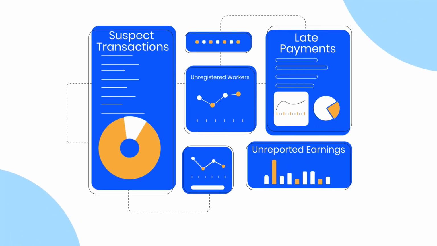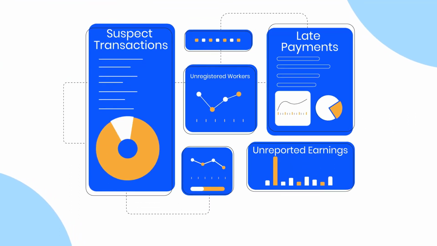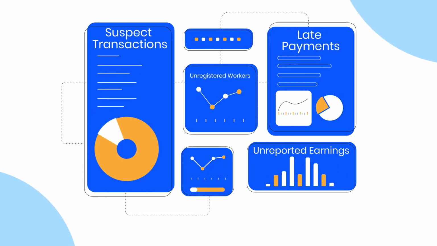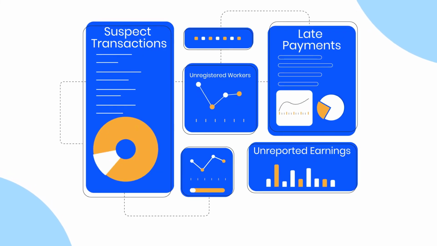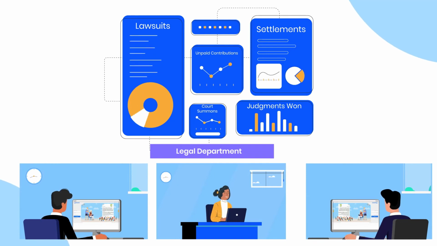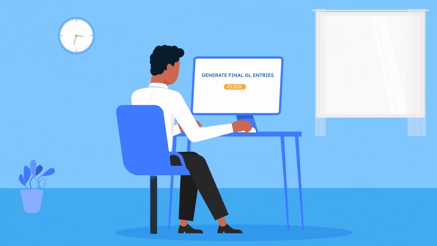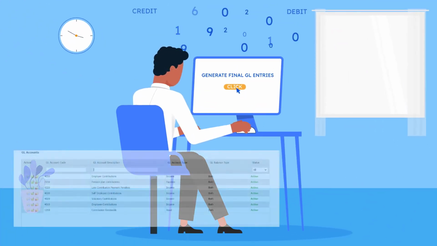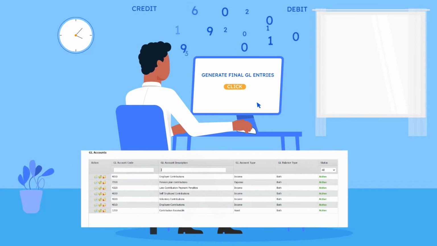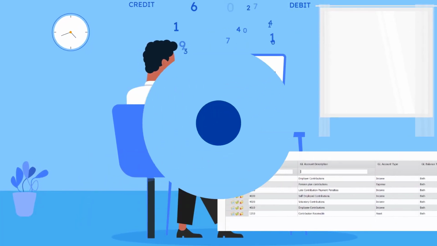Compliance features will ensure that suspect transactions will stand out. Audit reports will allow the users to monitor the data, while inspectors can get all the information they need from the system. In addition, your legal department will be able to track the status of legal cases that are ongoing for unpaid contributions. After every pay cycle, the system will produce the required GL entries that go to your general ledger, which can be posted directly or imported based on your needs.